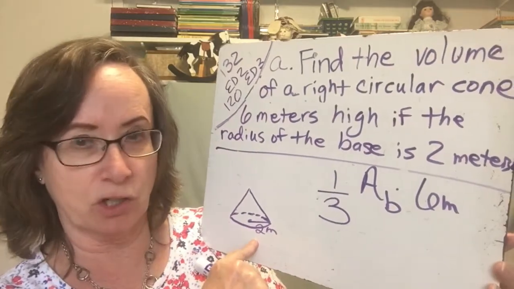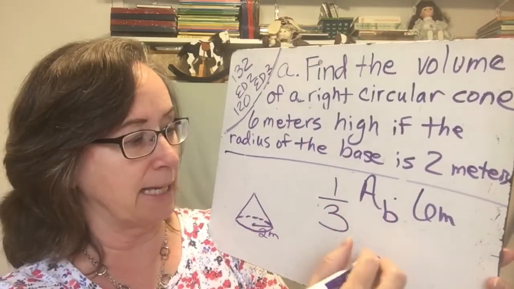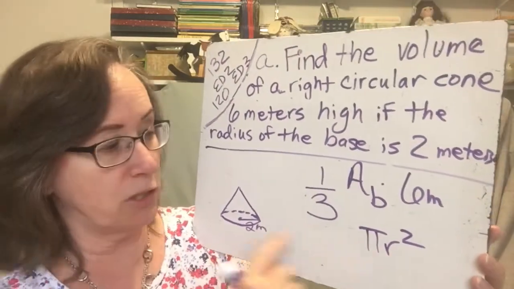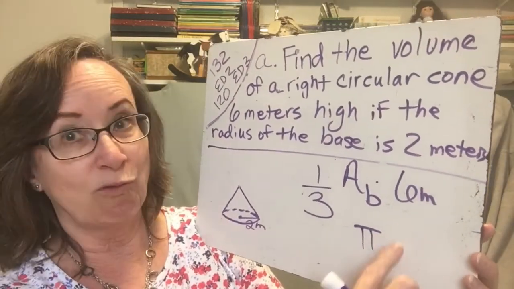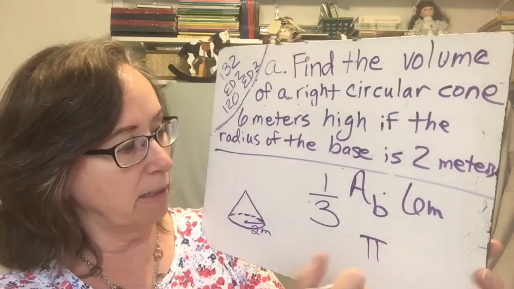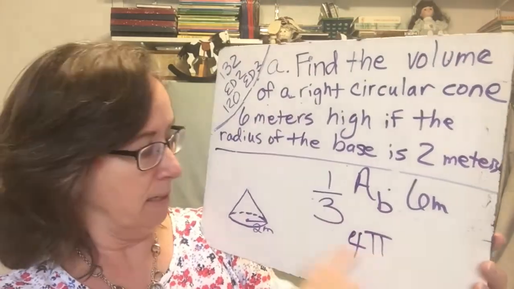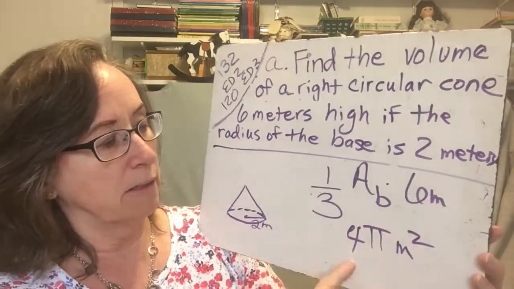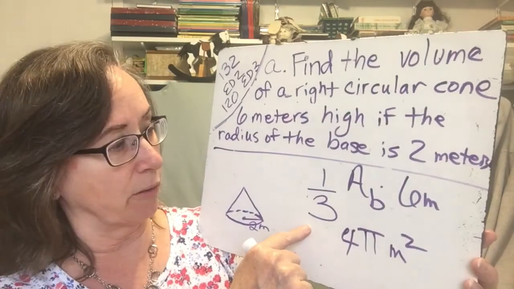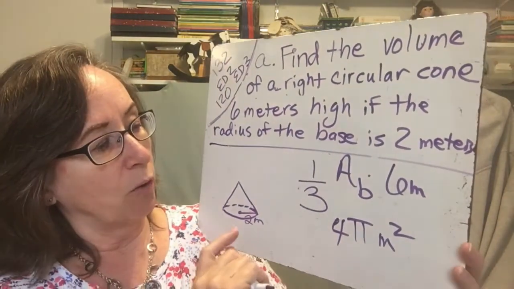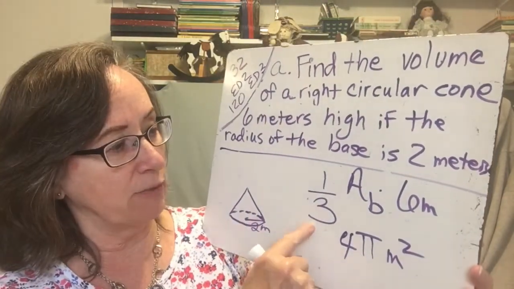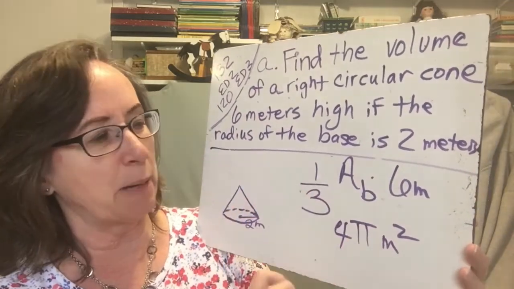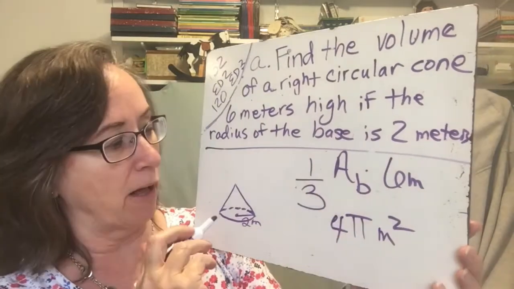Since it's a circular base, the area of the base is pi r squared, where the radius is 2. So 4 times pi, 4 pi, and since it's area, it's meters squared. So we have this times 1/3. Okay, now we can multiply it all together and then divide by 3, or we could divide the 6 by the 3 and then multiply. Since the numbers aren't that big, I'm going to just multiply all the way across.